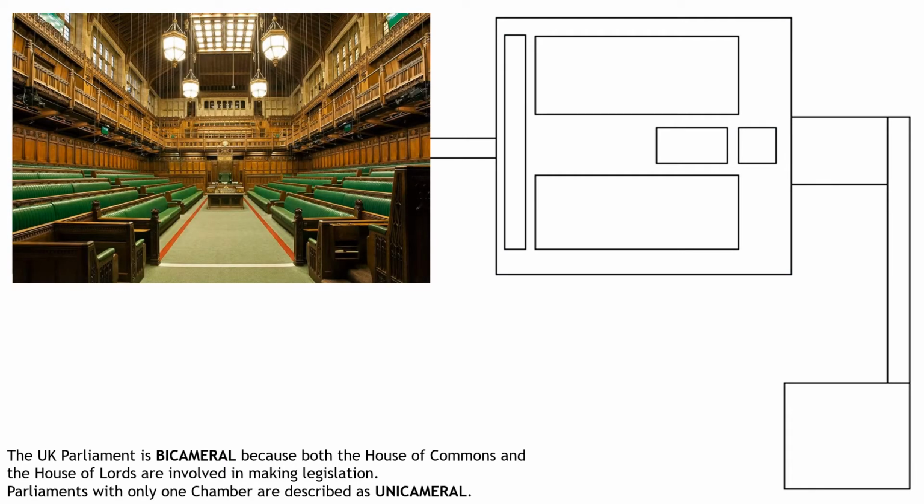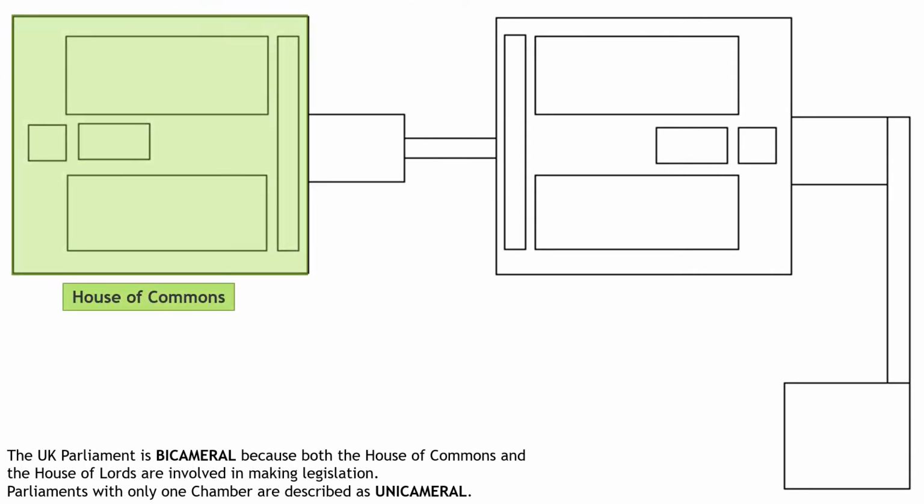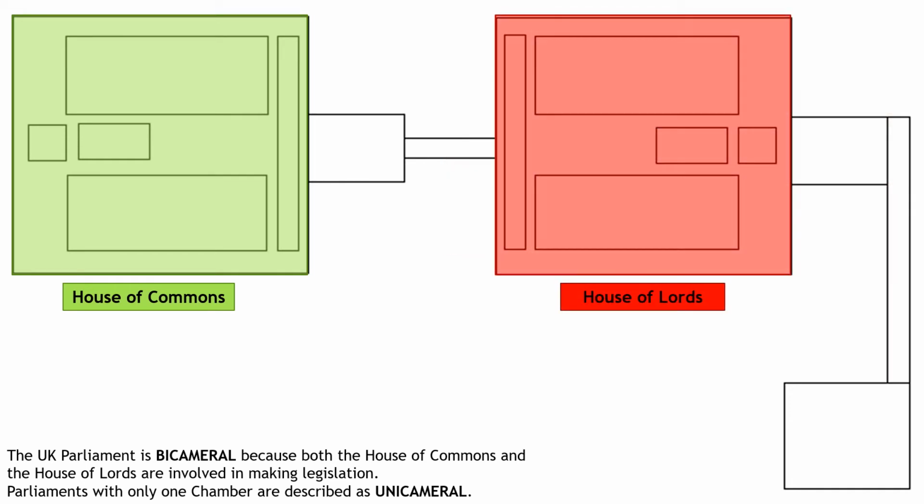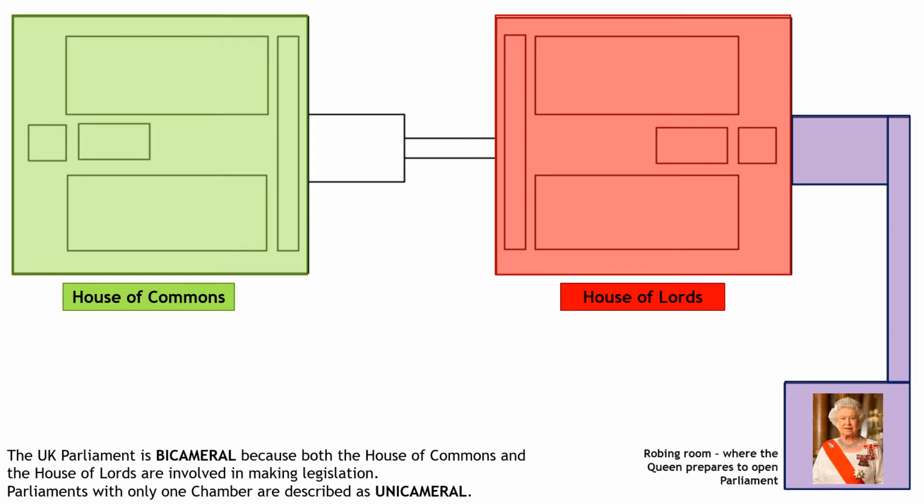Now, the two houses, we've got the House of Commons here on the left, which is green, and the House of Lords on the right, which is red. You also have this side area here, which is for the Queen. So this allows the Queen to robe and prepare as she enters Parliament. It is connected to the House of Lords because the Queen is only allowed into the House of Lords. She's not allowed into the House of Commons.